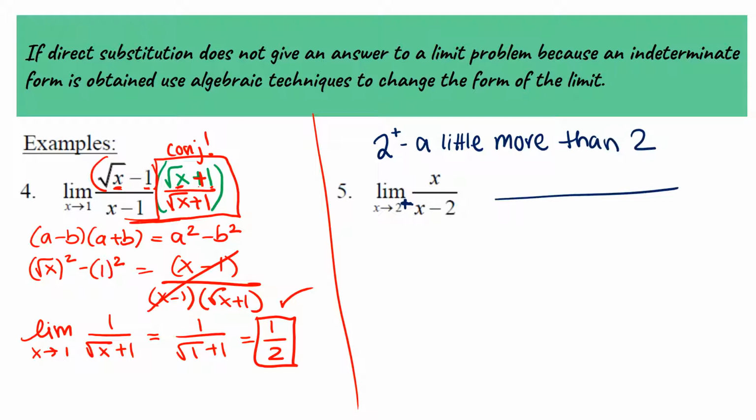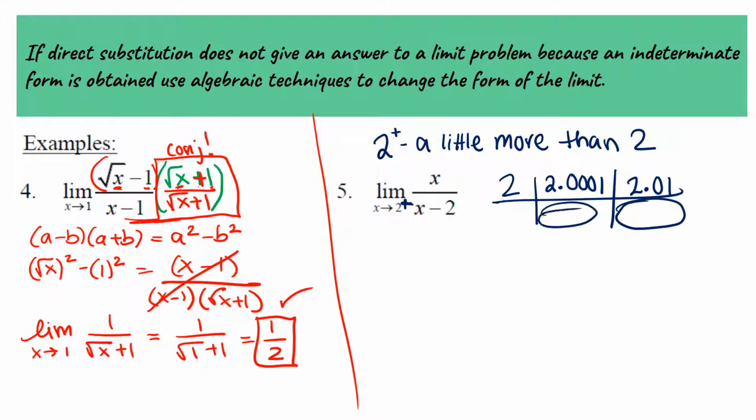So if I start at 2, what's a number a little bit more than 2? Something like 2.01, right? That's really close, just a little bit more. And something even closer would be like 2.001. 2.0001 is even closer. All right, so what we're going to do is check what this value and this value are.